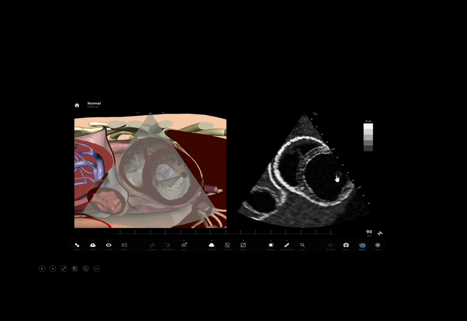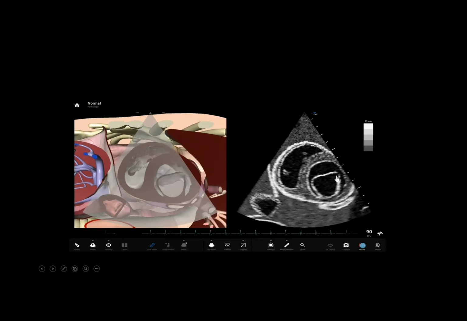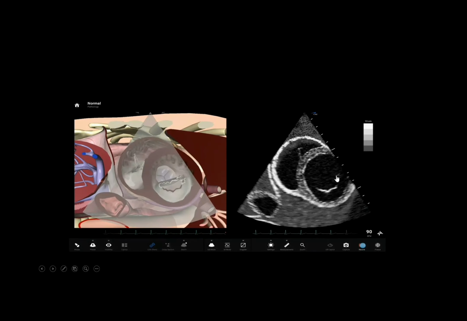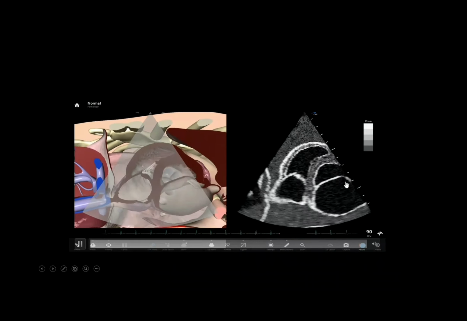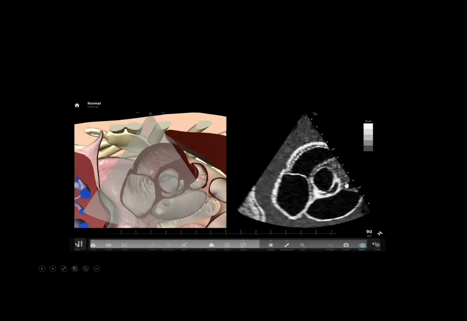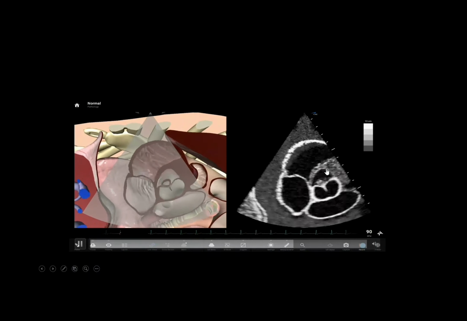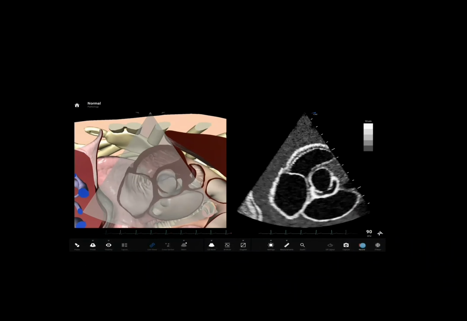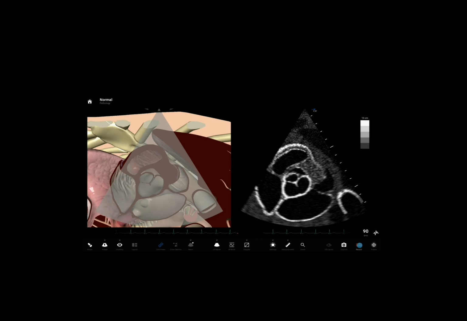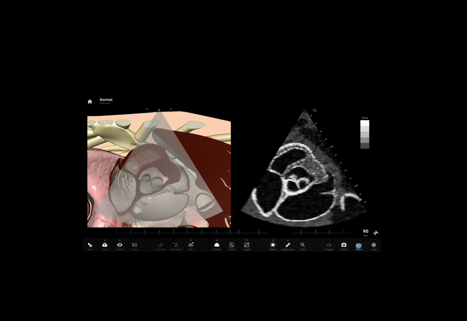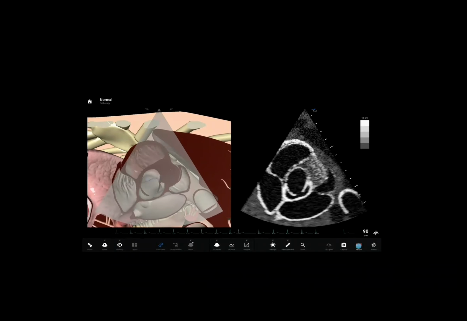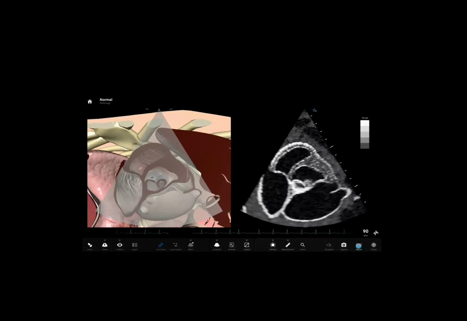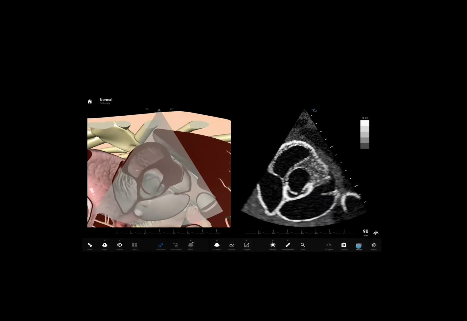and fanning the probe towards the right shoulder of the patient without moving the probe itself will get you to the fish mouth view of the mitral valve and aortic valve. The inverted Mercedes-Benz sign of the aortic valve. In this view you can assess if the aortic valve is bicuspid or tricuspid.